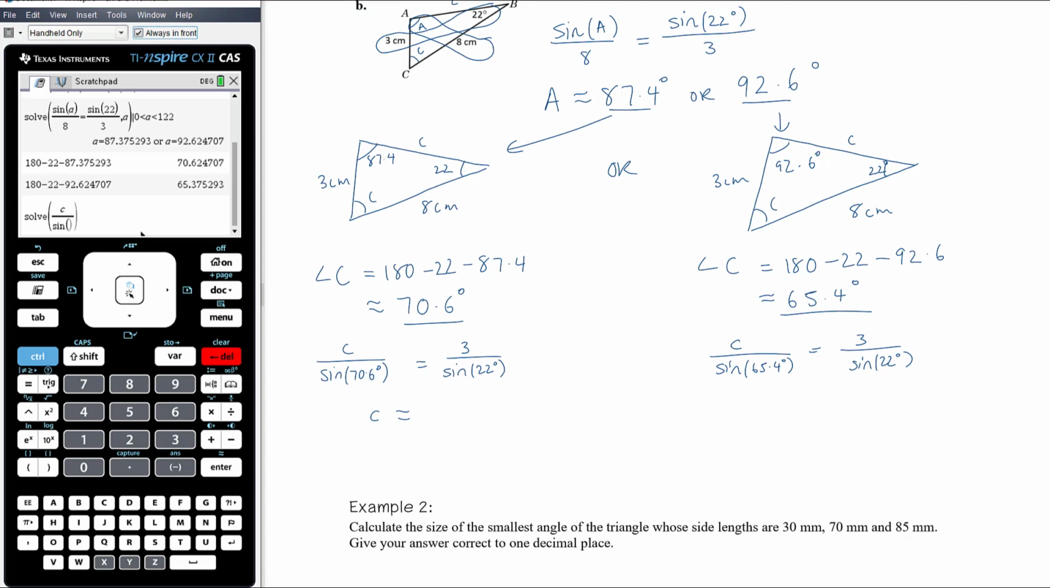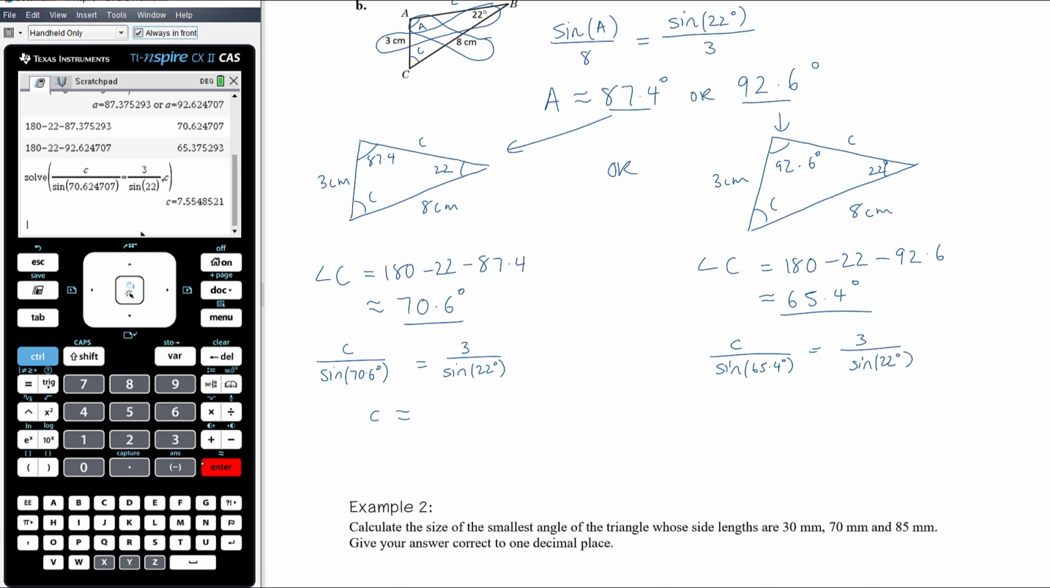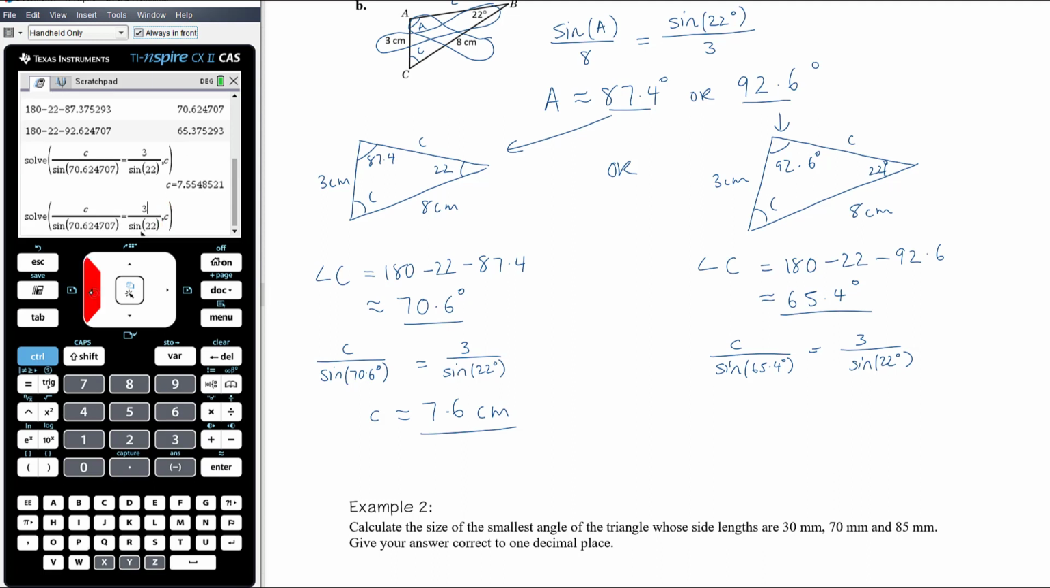So either we just retype it in the space, or you can use Control C to copy your answer and then scroll back down here and use Control V, just like you would in a Word document, to paste that answer. Right, and then we want that to be equal to 3 divided by sine 22, comma C. Alright, so that gives us C is approximately 7.6 centimetres.